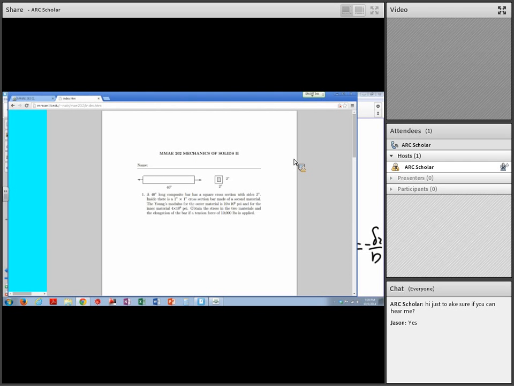Because the two forces are going to share the load. You can read it like F1 plus F2 is the total load.